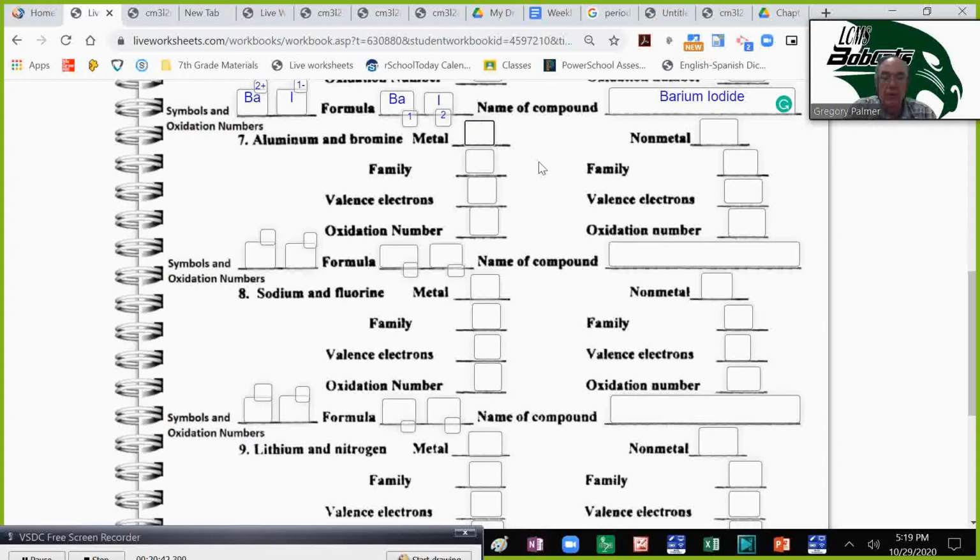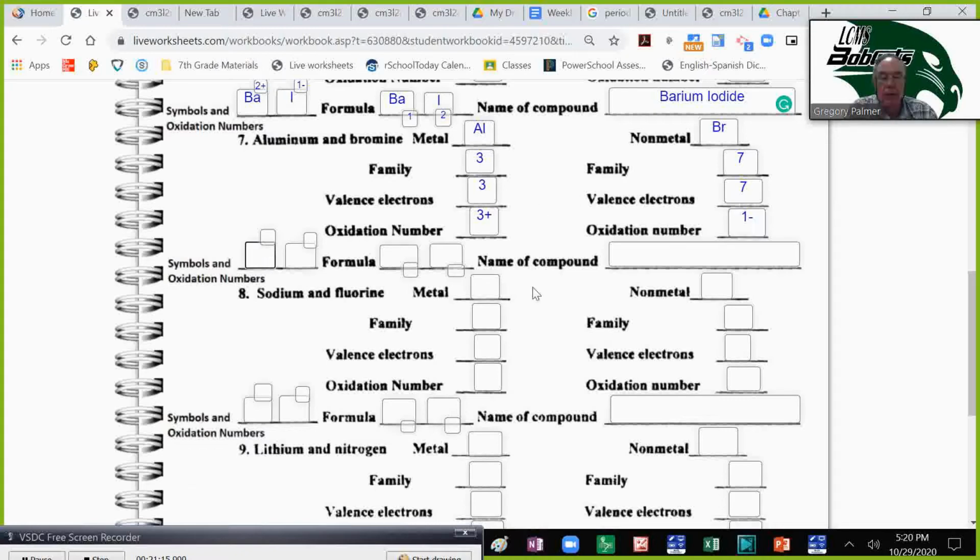So we're going to take our symbol is aluminum, and it's in family 3. So it has 3 valence electrons. Family 1, 2, and 3, the oxidation number is the same as the family number. Bromine symbol is Br, and it's in family 7. It has 7 valence electrons, and its oxidation number is the family number, and then the number of electrons it takes to get to 8. Well, we have 7. It takes 1 negative electron to total 8. 7 plus 1 is 8.